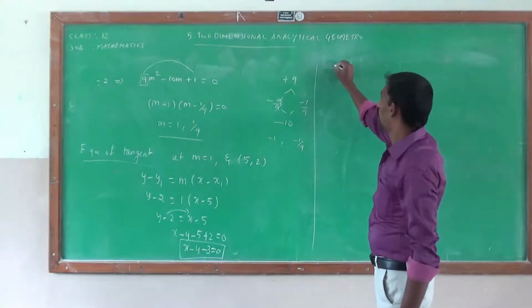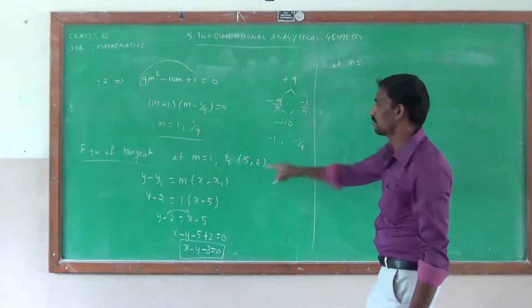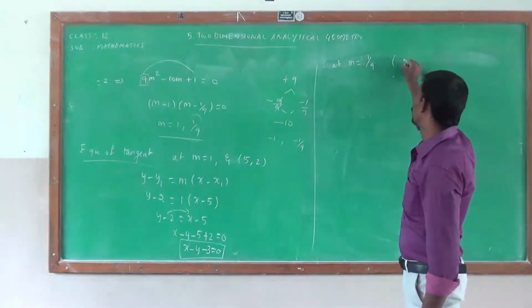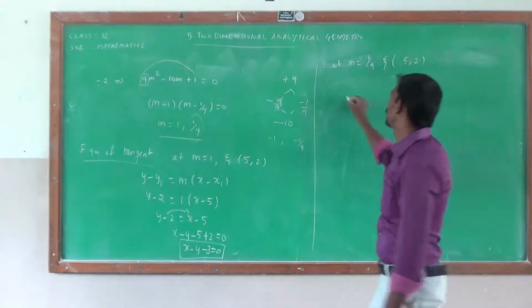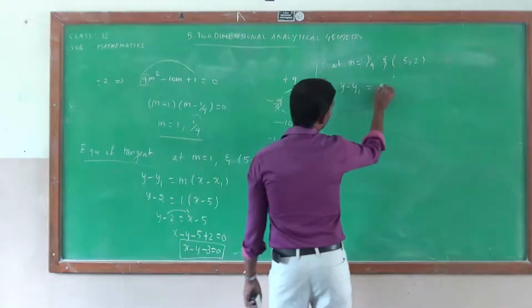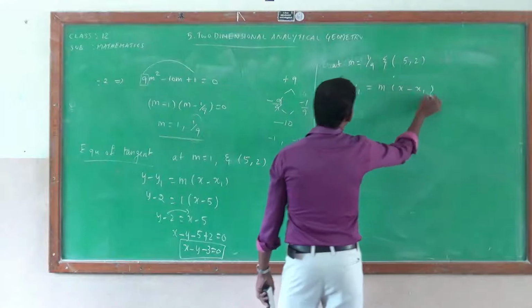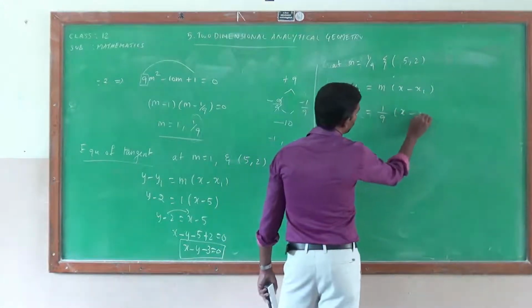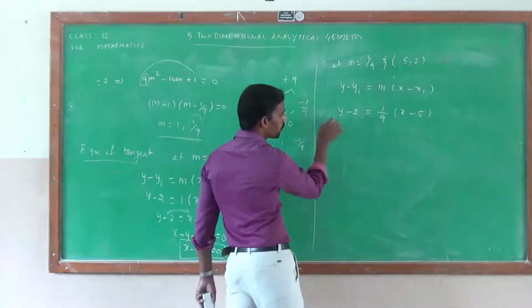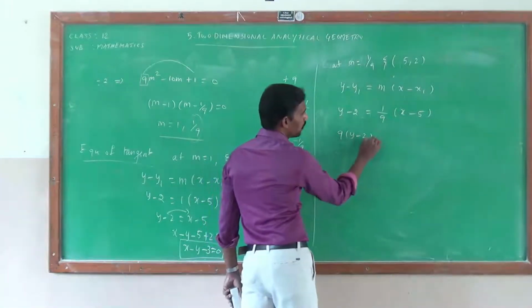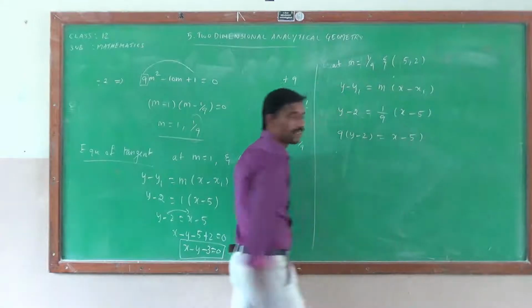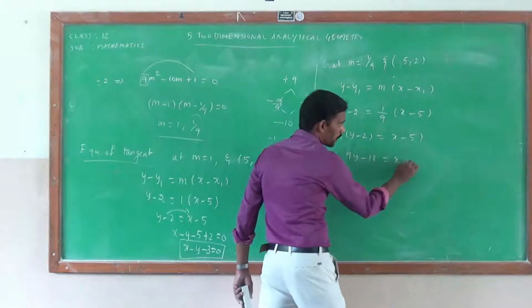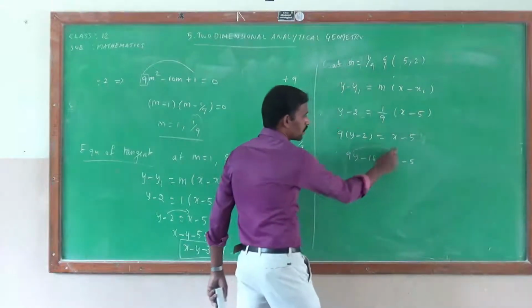Now, m is equal to 1 by 9 at the point 5 comma 2. The same way, y minus y1 is equal to m into x minus x1. So y minus 2 is equal to 1 by 9 into x minus 5. Cross multiply this term: 9 into y minus 2 is equal to x minus 5. Just multiply this one: 9y minus 18 is equal to x minus 5.